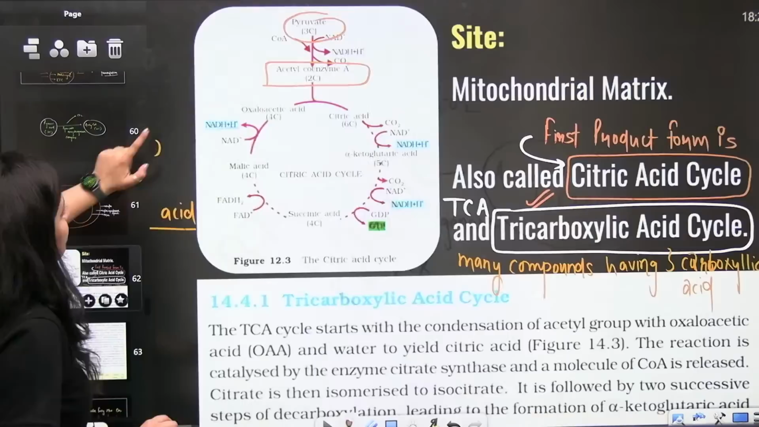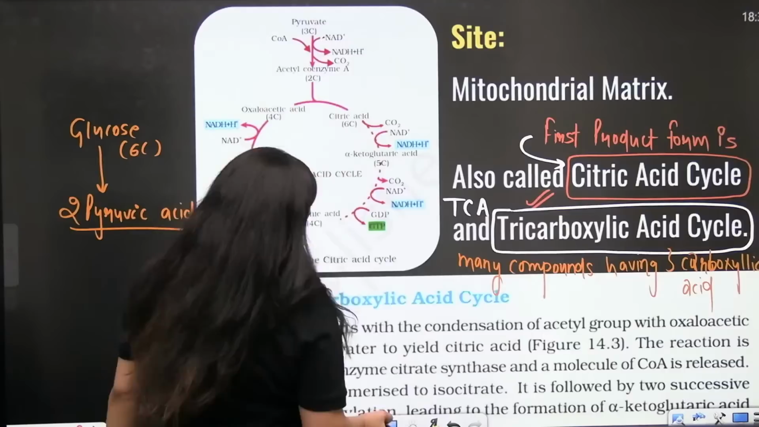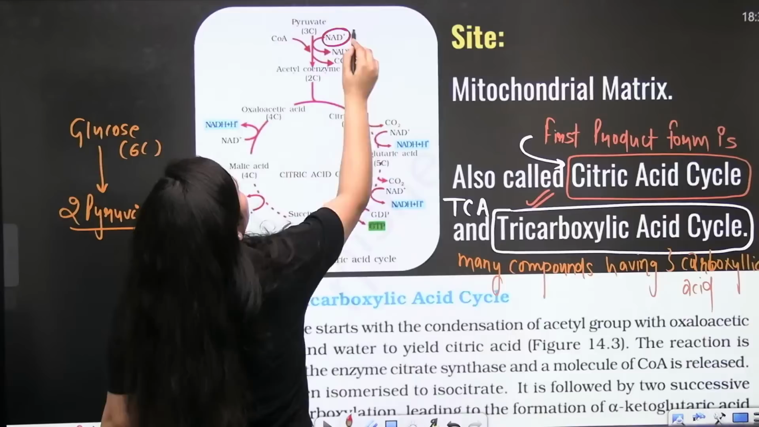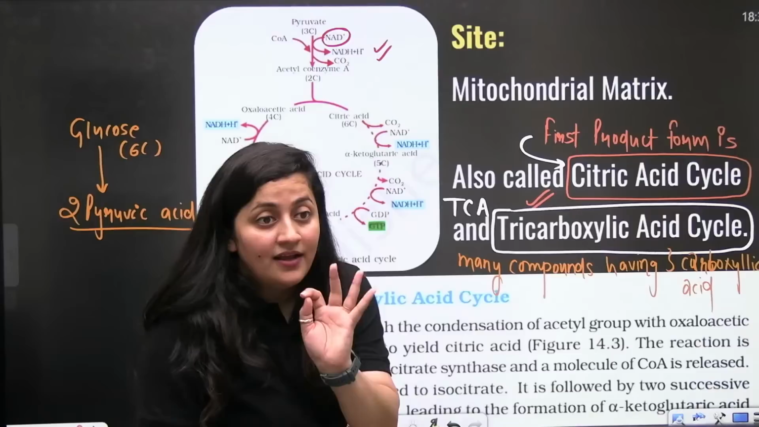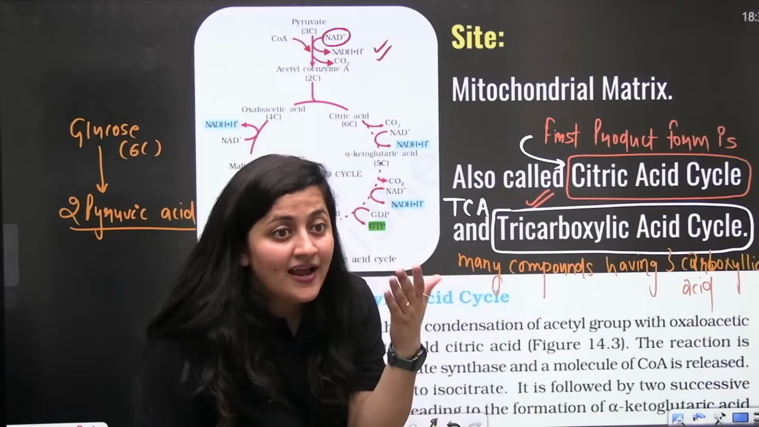So here in this reaction, your NAD positive, it will form NADH2. It is getting reduced. Oxidized NAD positive will be reduced. It will become NADH2. Nicotinamide adenine dinucleotide. Remember this or not?